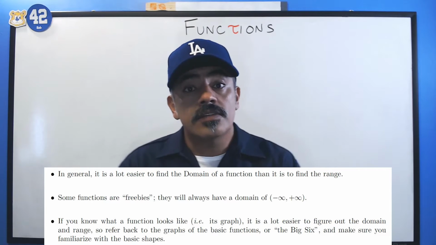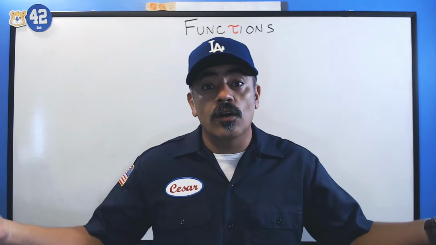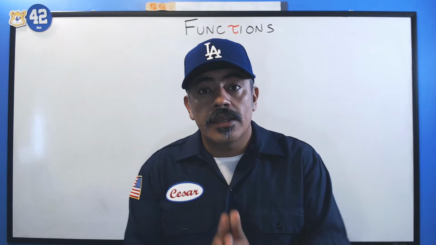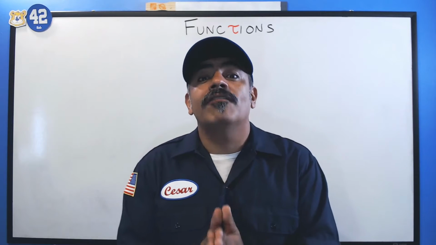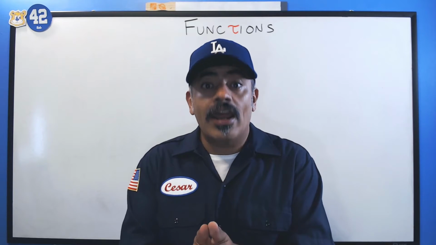Okay? Some equations have freebies. For example, if you know it's a polynomial, you're going to know that the domain is all real numbers. And finally, if you have the graph of the equation available, it is much easier to tell the domain and the range from the graph.